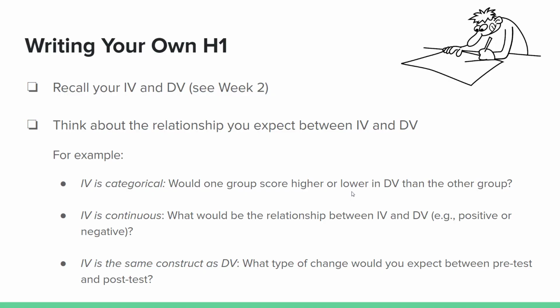If the IV you chose is actually the same construct as the dependent variable, then you're thinking about change across time, or difference between 2 different measurement occasions of the same construct. A question you may be asking is, what type of change would you expect between pre-test and post-test? So think about what relationship you expect between your independent and dependent variables, and then write that out as your hypothesis.